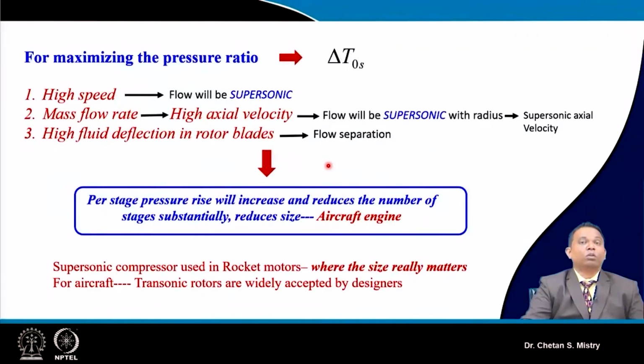Okay, now again let's come to the point. We are looking for maximizing our pressure ratio, that means we are looking for higher delta T0. In order to achieve this higher delta T0, we go with higher rotational speed. There we have difficulty with supersonic flow. When we go with higher mass flow rate or higher axial velocity, again we have difficulty with supersonic flow. And higher deflection gives us difficulty in the sense of flow separation. What we are looking for is a higher per stage pressure rise.